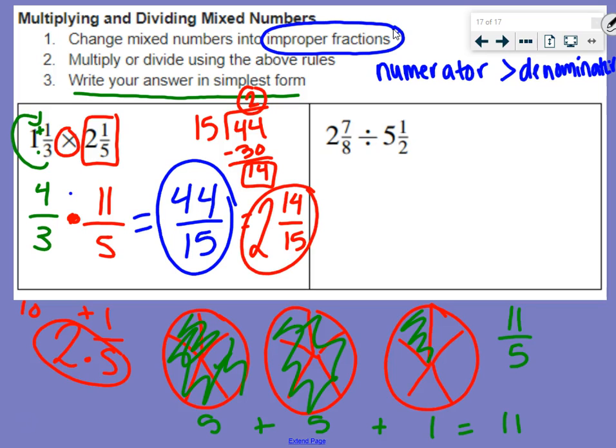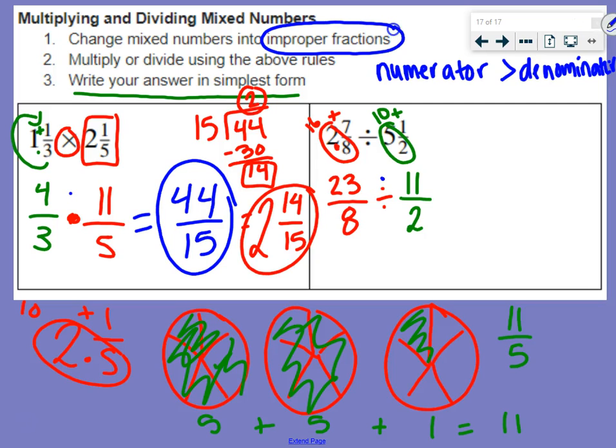And then this last problem. We have 2 and 7/8. So again, we multiply the 2 and the 8, and that gives us 16. And then add 7. 16 plus 7 is 23. And we keep that denominator of 8. Divided by, and now we need to change this mixed number, so multiply 5 and 2. 5 times 2 is 10, plus 1 is 11, so we have 11, and then the denominator stays 2.